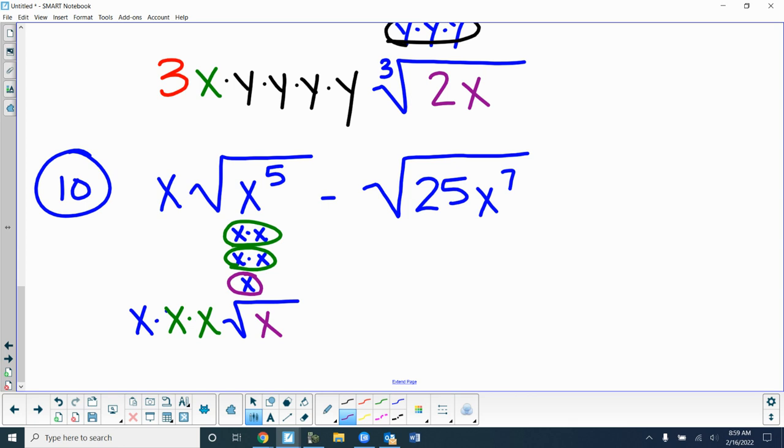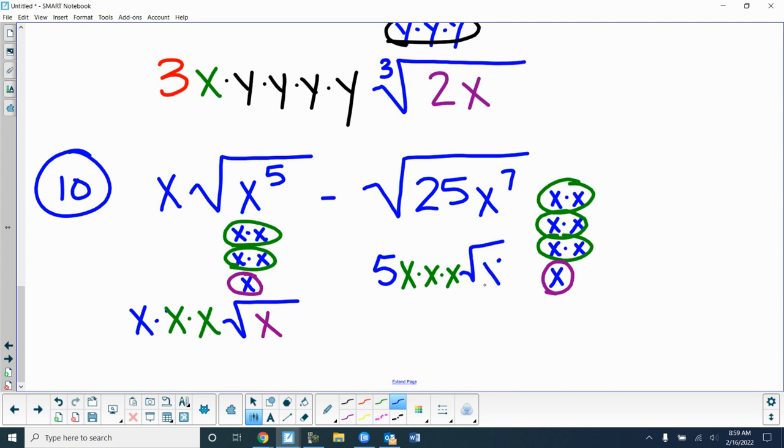Really, do I need to do a factor tree? What's the square root of 25? 5, right? So I know the 5 comes out. Right? And then if we do the x's in groups of 2, all right, I have 3 groups of 2, right? And then this is left over. Oops, that should have been purple, huh? Just keep doing what I've been doing.